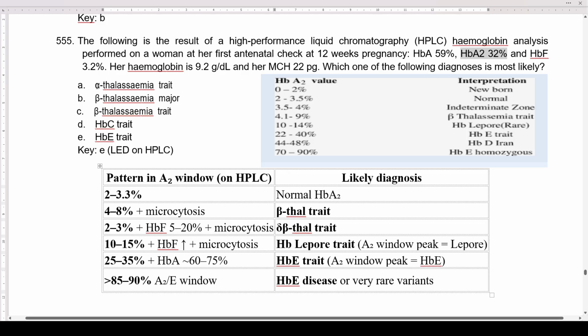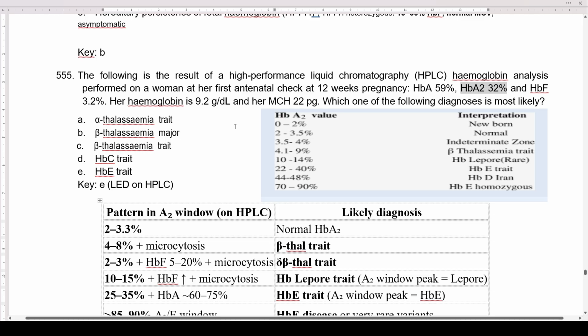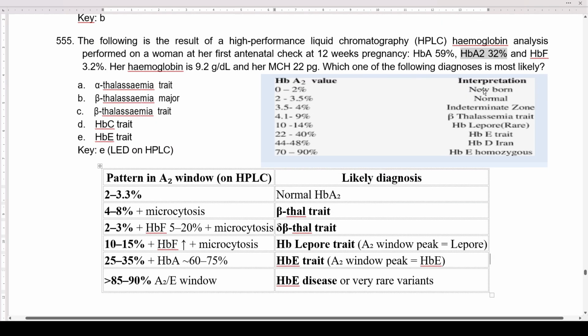The options given are alpha thalassemia trait, beta thalassemia major, beta thalassemia trait, HbC trait, and HbE trait. Some hemoglobins co-elute in the A2 window, because they all have almost the same retention time. So then, how will we diagnose?